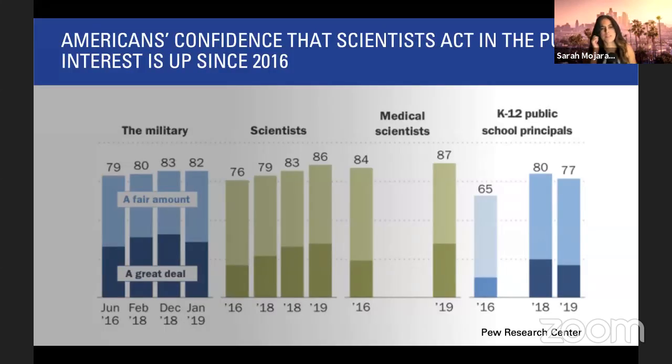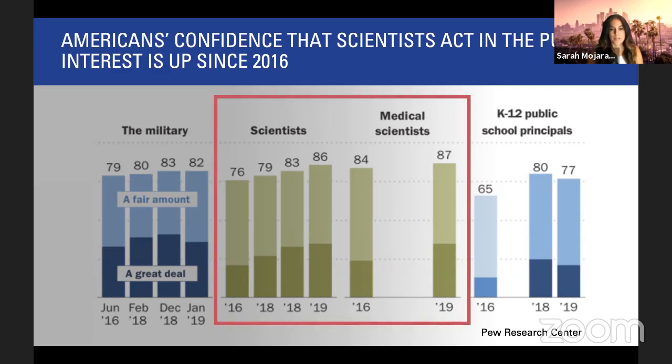And oftentimes in science communication, we talk about the fact that America's confidence in science is relatively low, but in fact, Pew Research Center has been looking at this over recent years, and they found that trust in scientists and medical scientists is actually increasing over time. As you can see from this graph, it's increasing from 76% to 86% for scientists, and for medical scientists 84 to 87% from 2016 to 2019.